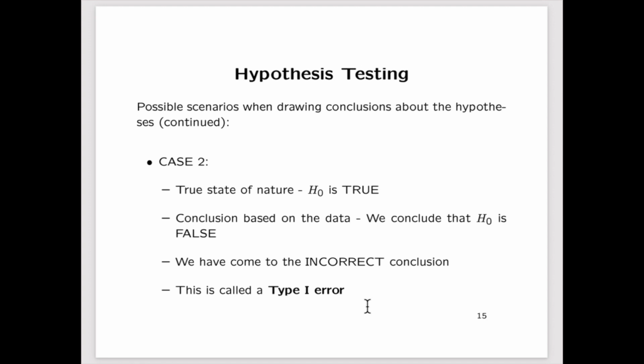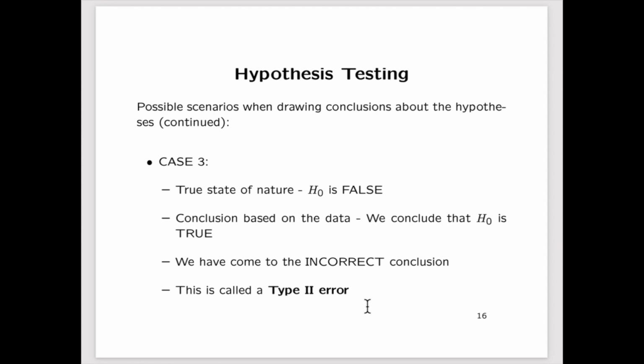All right, now when we say error, that doesn't mean that we've made a mistaken calculation or something like that. What it means is that even though the null hypothesis is true, we have gotten a hold of a data set that has led us to the wrong conclusion. So that situation is called a type 1 error.